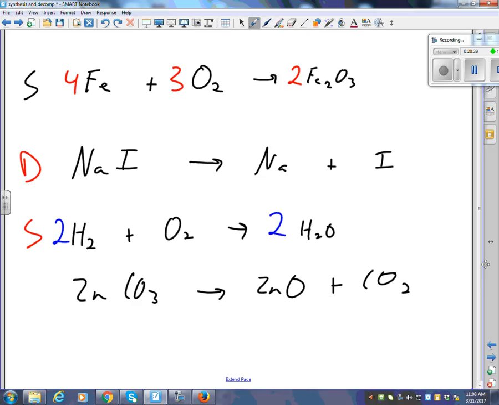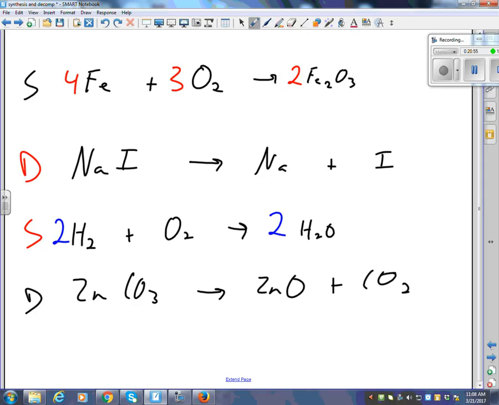Synthesis or decomp? AJ, synthesis or decomp here? Decomp. How do you know? One on the left, two on the right. Bingo. Okay? We could probably stop there.